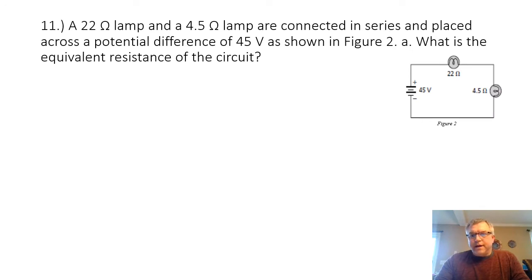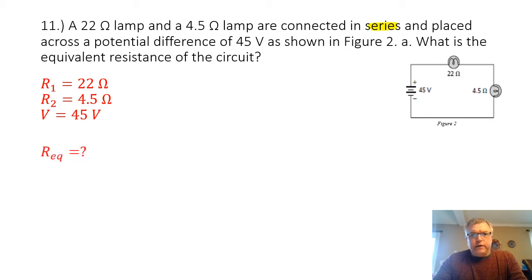Okay, folks, in this video, we are going to look at the solutions to series and parallel circuit problems 11 through 15. Well, let's take a look at number 11. We have a 22 ohm lamp and a 4.5 ohm lamp connected in series. So that's important to know. They're in series and placed across a potential difference of 45 volts. What is the equivalent resistance of the circuit?